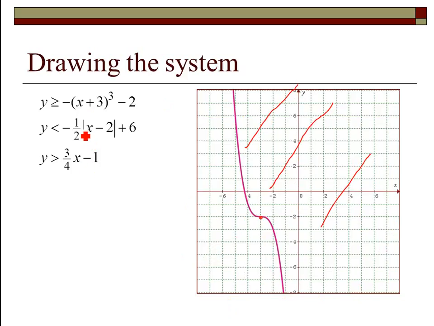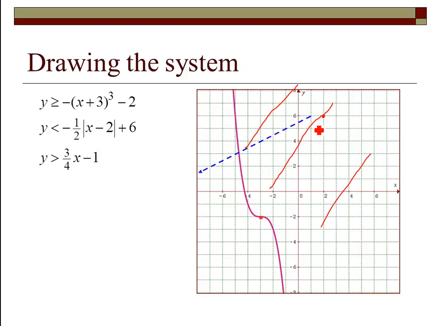Now I'm going to go to this graph. We have an absolute value graph. It's shifted to the right 2 and up 6. So I go right 2, up 6. That's that point right here. And then I'm going to use my A-value, so I know it's going to be flipped over. I'm going to go down 1, backwards 2.